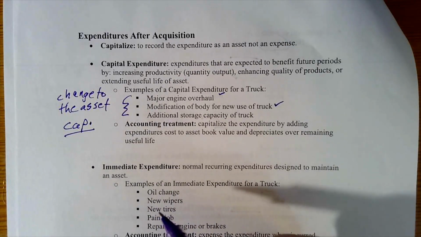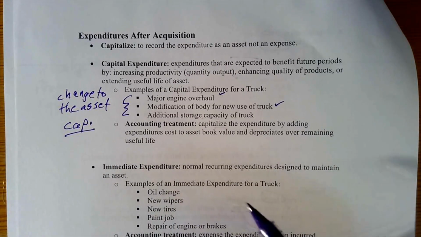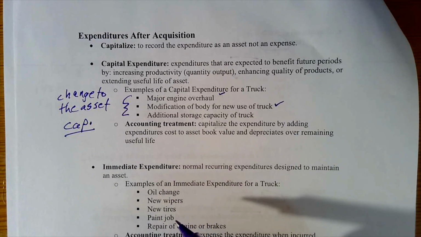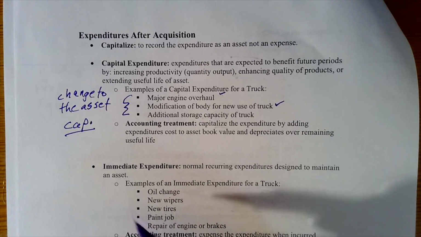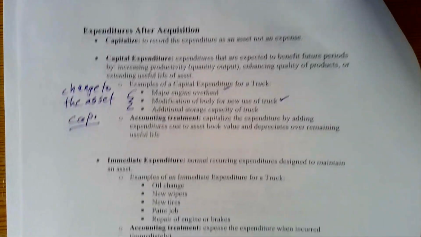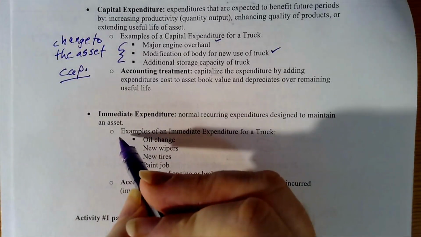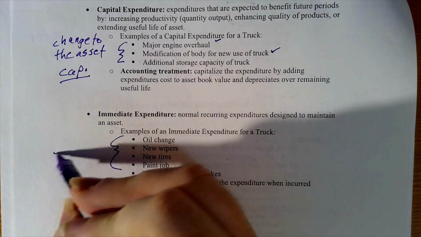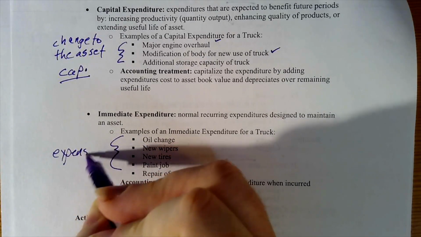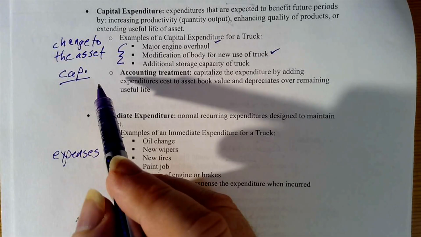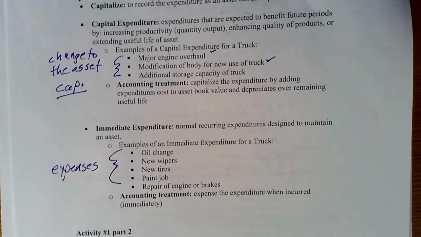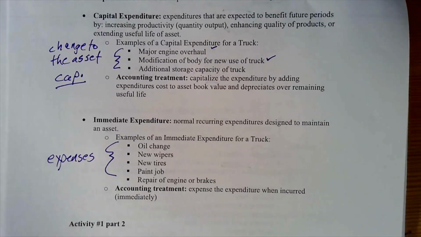Now, what sort of things are just normal that we expense? Oil changes, at least in the example of this truck, new tires, a paint job, simple repairs, like replacing the carburetor or something like that. These are just going to be expenses. Where things change the nature of the asset, those are going to be capitalized. Okay, let's take a look at the activities.